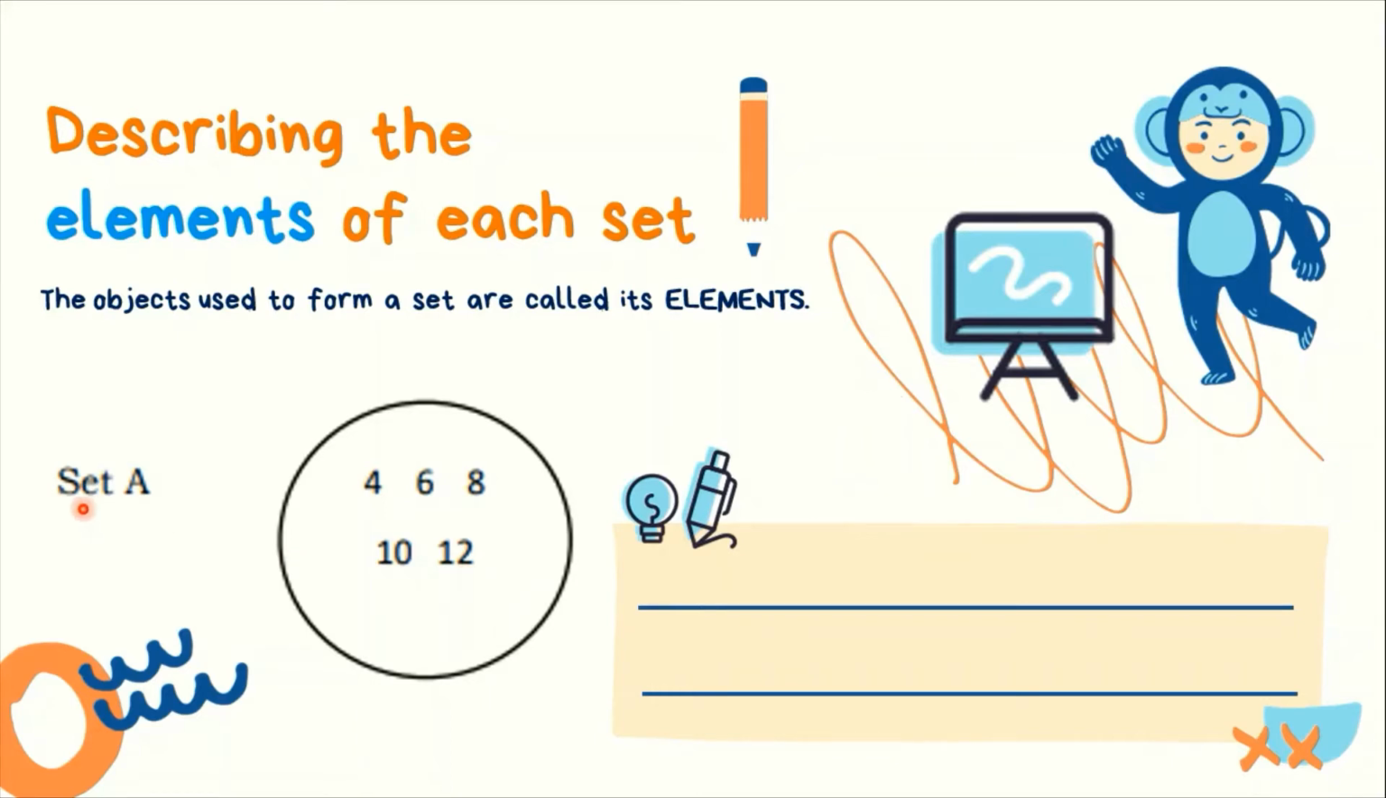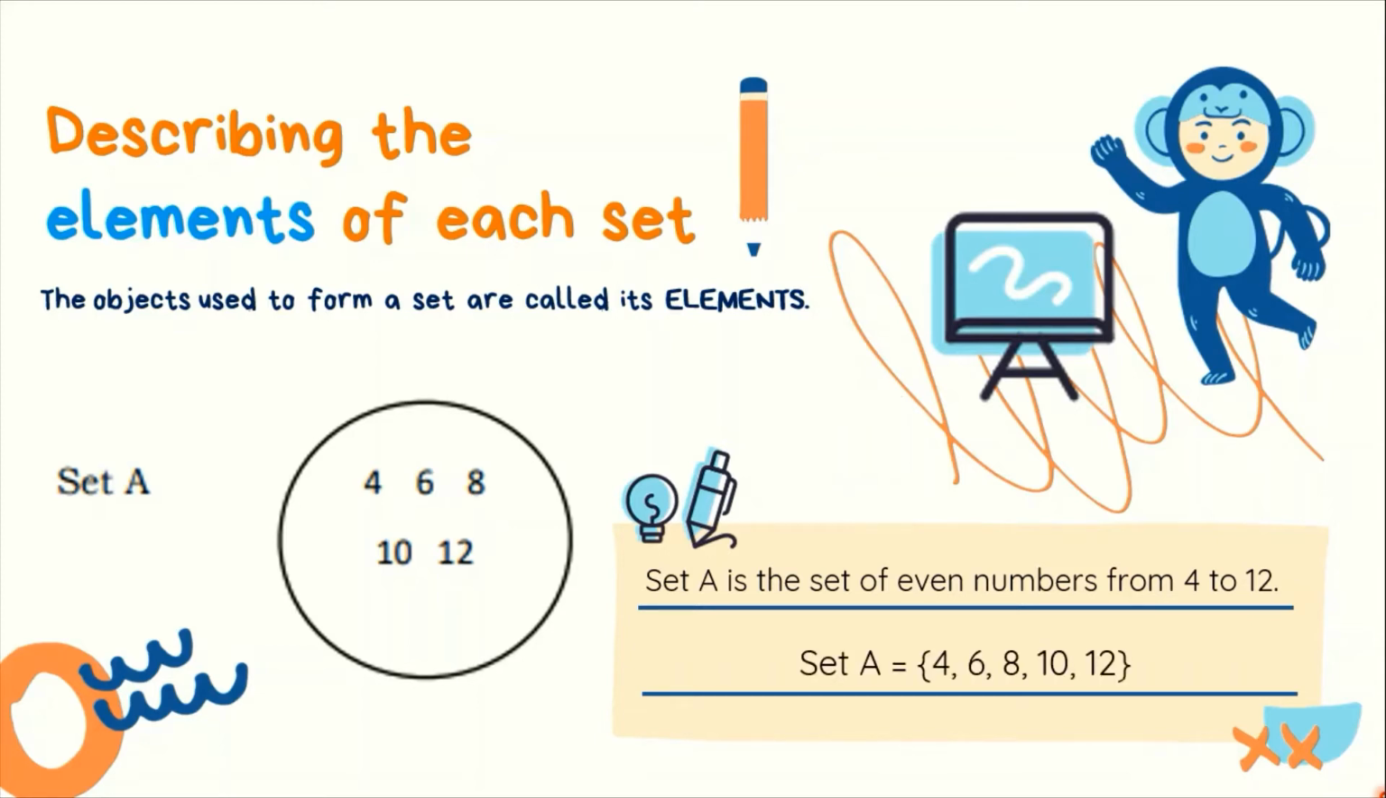Set A is the name of the set. And these 5 numbers are the elements of set A. Observing these numbers, mapapansin natin na itong mga numbers na ito ay mga even numbers. They are all divisible by 2. And they are starting with 4 and ending with 12. From this information, we can describe set A as the set of even numbers from 4 to 12. This is a finite set. And in set notation, it will be written in this form.